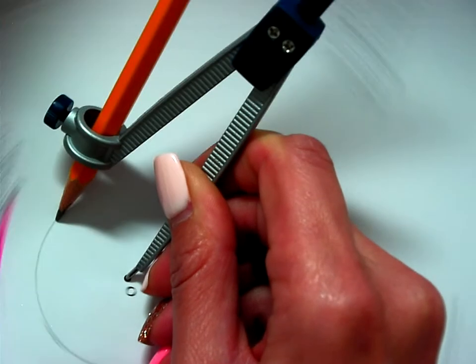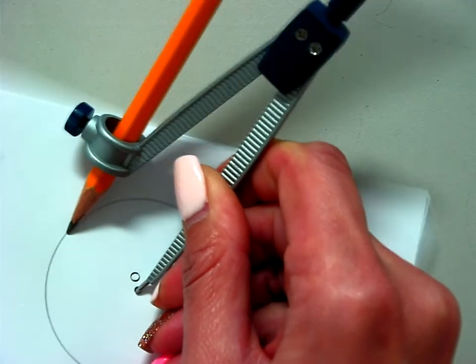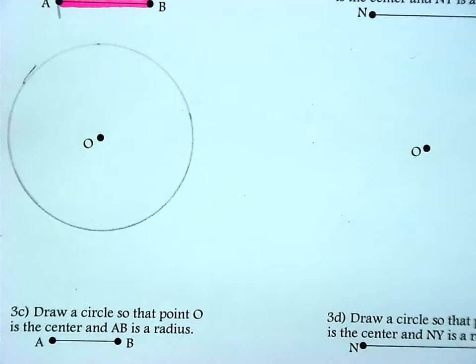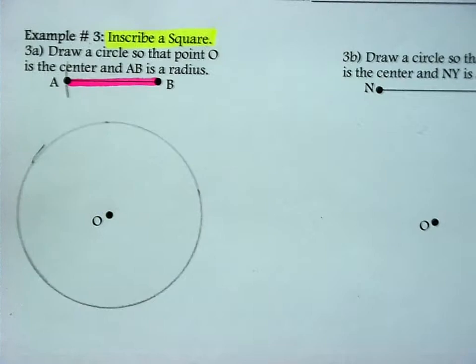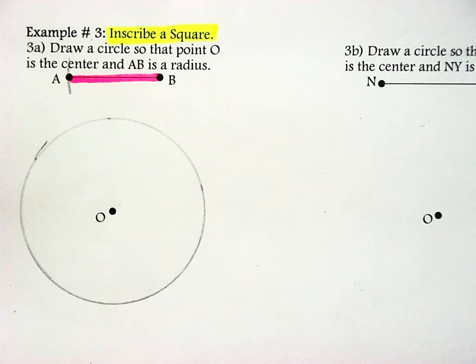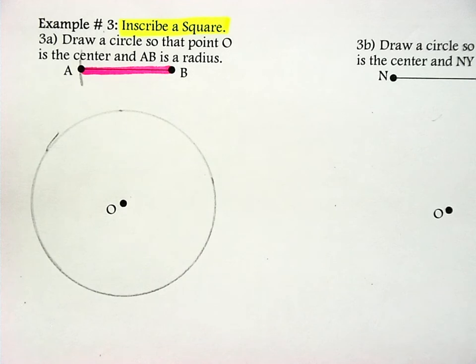So here we are. Okay, so here's my circle with a given radius. Got a little messy. Then, after that, our next step would be to create a diameter.